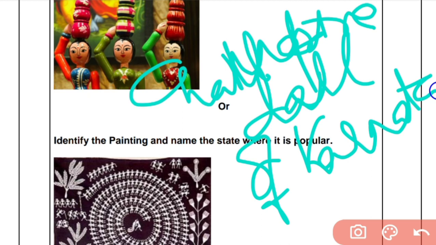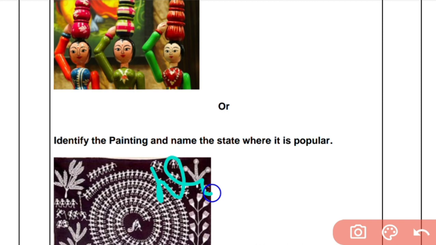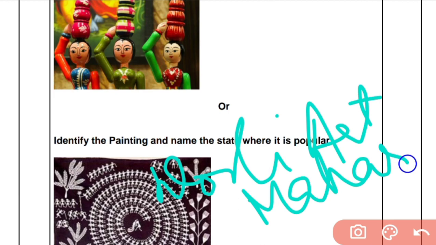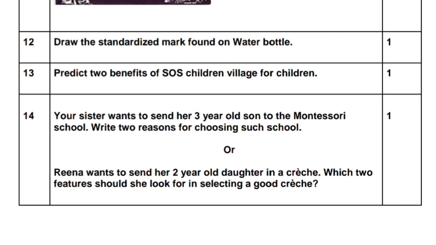Okay. And the second one, this we are repeating. This is very simple. This is Warli art. The state is Maharashtra. This is all you have to write down. Simple. Now we move over to the 12th, 13th and 14th questions.